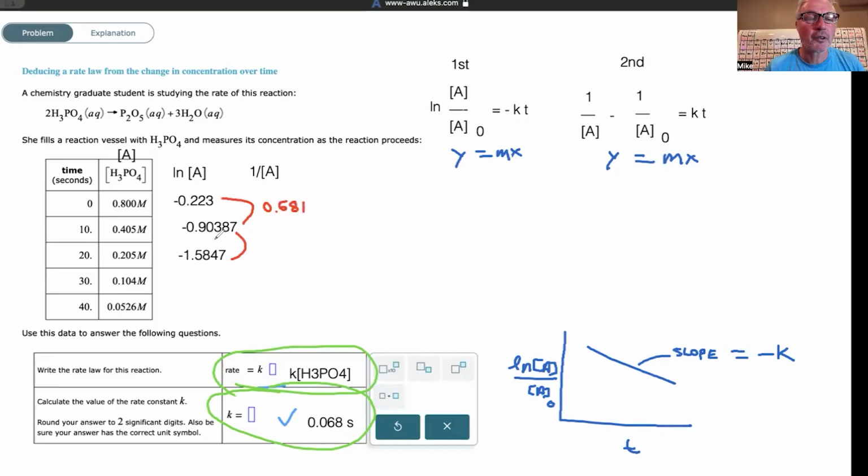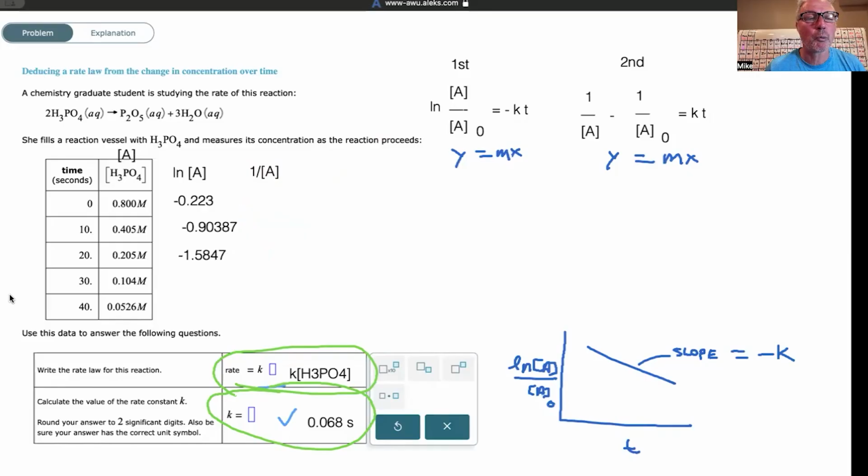Hold on. What's the difference here? 1.5847 minus 0.90387, 0.6808. That further proves that this equation is producing those points and not that one. Let's go and disprove, though. You don't want to just prove, you want to disprove.